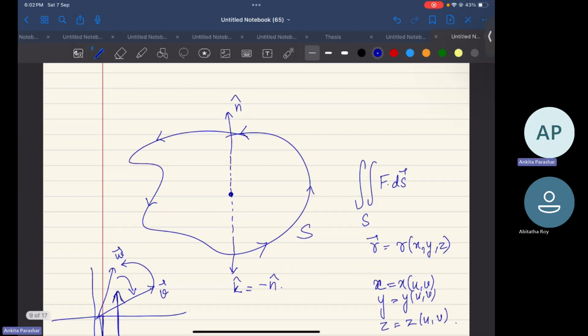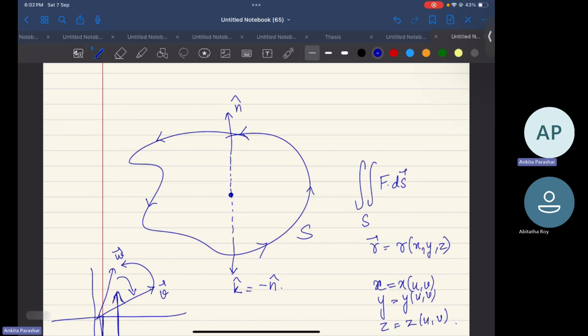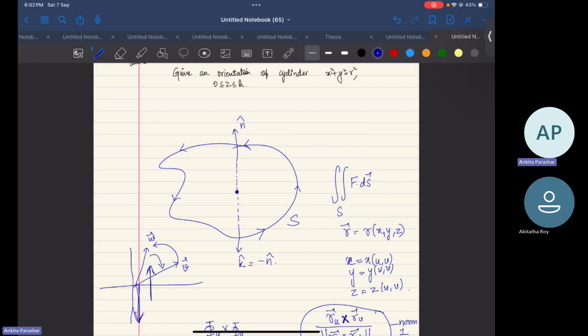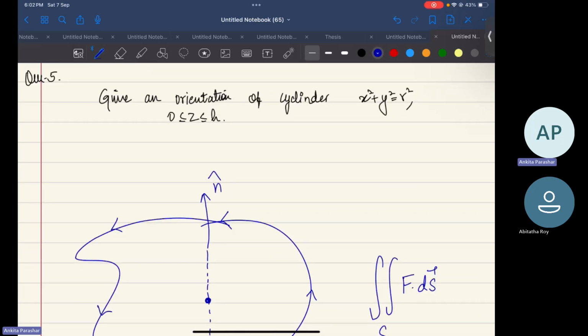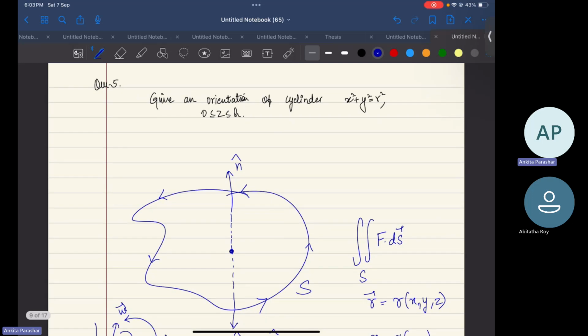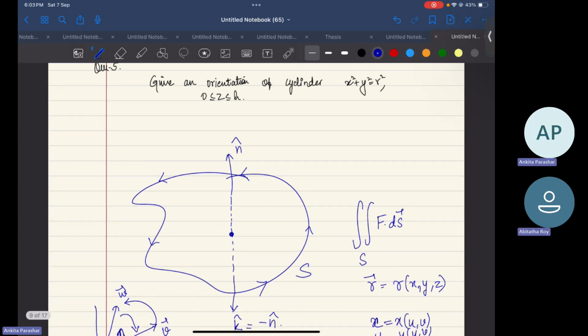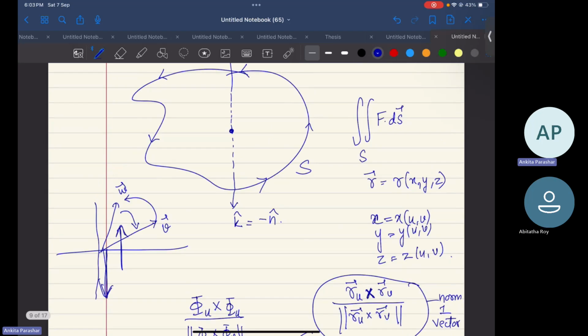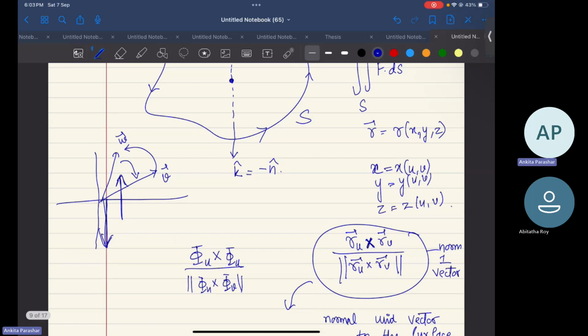So the orientations are always being fixed by the normal vector. This is what I want to say here. Is that okay? Yeah. All right. I hope you understood. We want to give an orientation to the cylinder. So we want to give means we want to find a normal vector. And the question is how to find that? And the answer is we know that, because if we parameterize certain surfaces, I know how to find it. This is what we know.